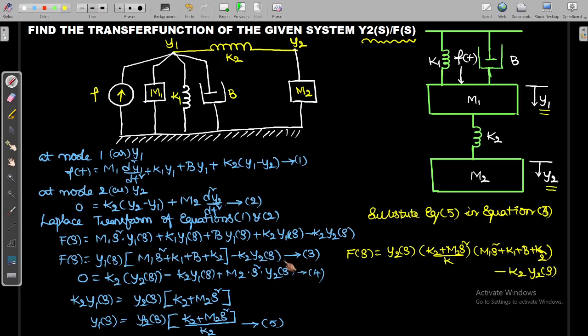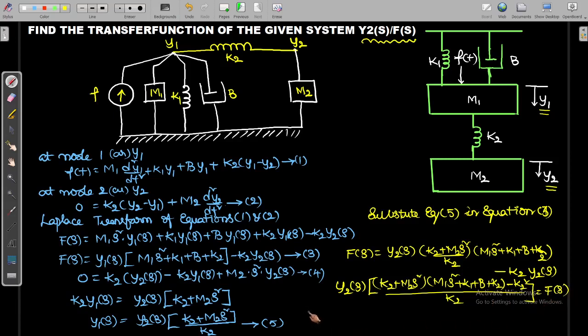After this, take out the y2 of s terms, which are common, and then take the LCM. Taking y2 of s out common, you are going to get k2 plus m2 s square into m1 s square plus k1 plus b plus k2, minus k2 square, the whole divided by k2, into y2 of s, that is equal to f of s.